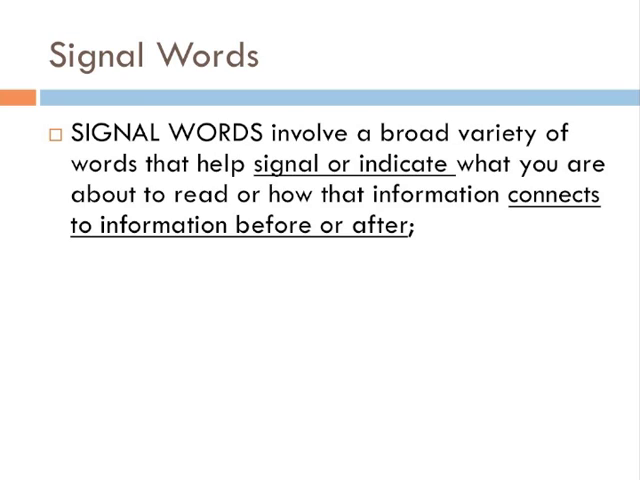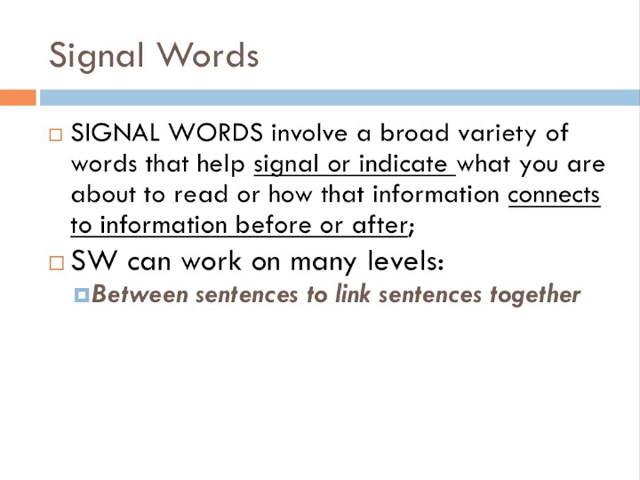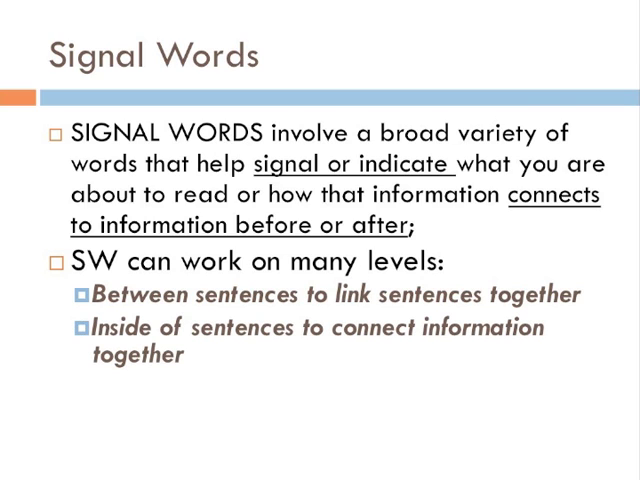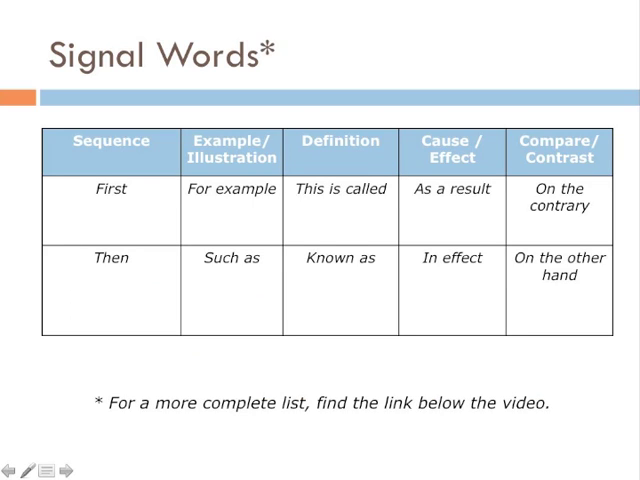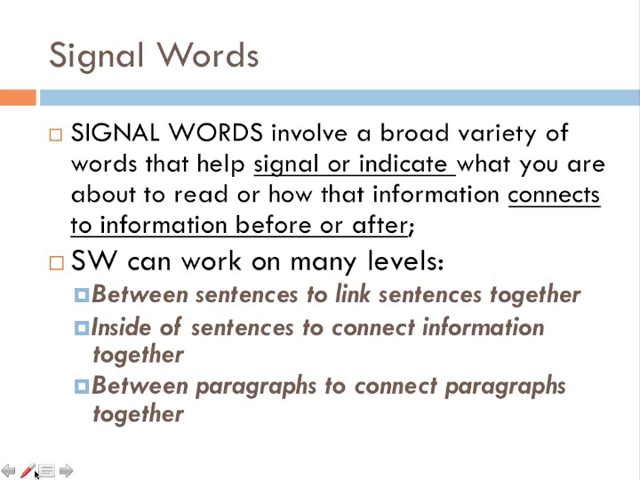Signal words involve a broad variety of words that help signal or indicate what you are about to read, or how that information connects to information before or after it. Signal words can work on many levels. They can help work to connect sentences together. They can even be inside of a sentence to connect information together. They may even be used between paragraphs to connect paragraphs together.